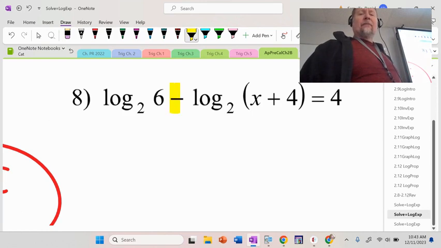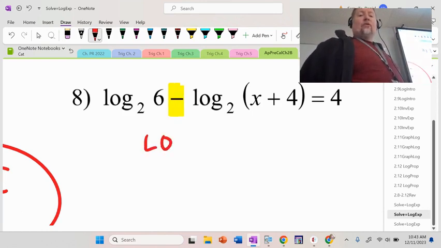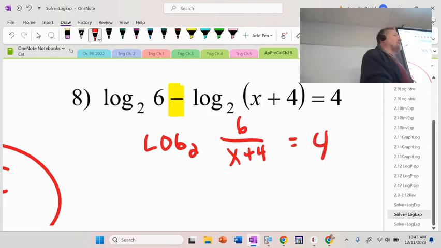What do we do with minus, everybody? And by the way, look at the other side. There is no logarithm. Keep note of that. We didn't do any log math on the right side because we can't. That's not a logarithm on the right side. So don't worry about that yet.